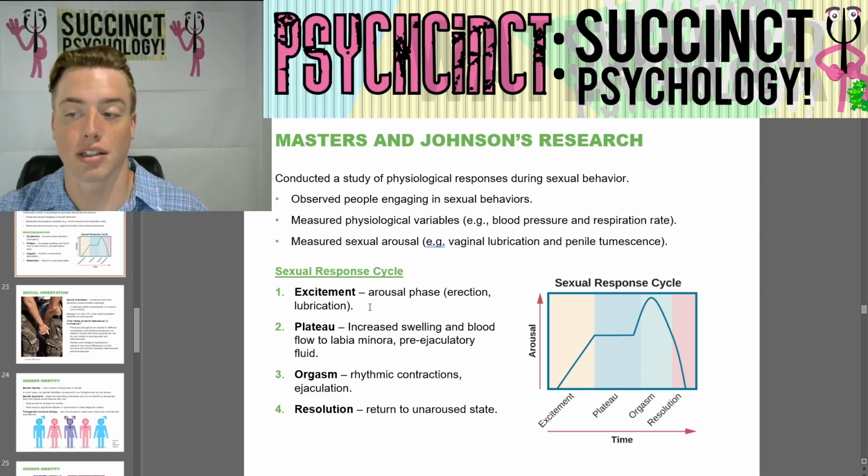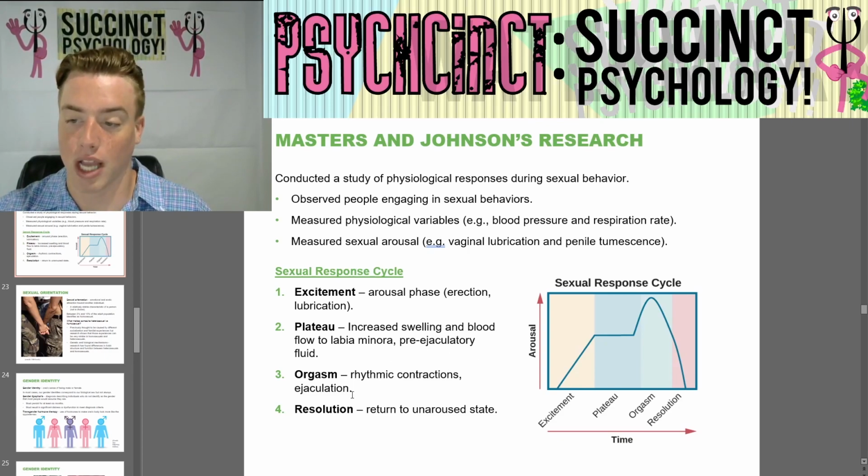Sexual response cycle: there are 4 stages. First is excitement, the arousal phase, so erection, lubrication. 2 is plateau, increased swelling and blood flow, labia minora, pre-ejaculatory fluid. Stage 3, you have orgasm, rhythmic contractions, ejaculation. And stage 4, you have resolution, so you return to unaroused state.